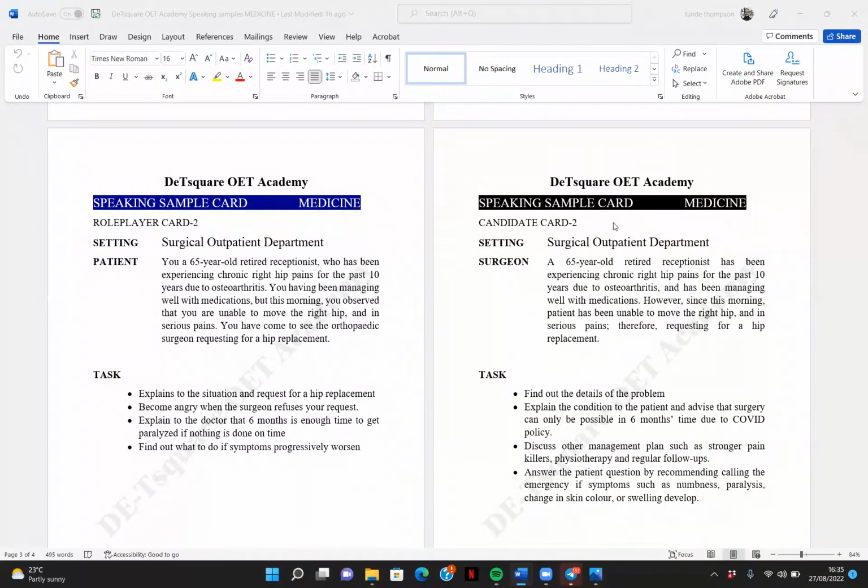Okay, so please, can you explain the nature of the pain to me? Well, for the past 10 years, I've been having this, it's not like it's a new thing, to be honest with you. And I was diagnosed with osteoarthritis, and I've actually been managing this with naproxen and other painkillers. Unfortunately for me this morning, I woke up and I observed that I was unable to move my right hip.